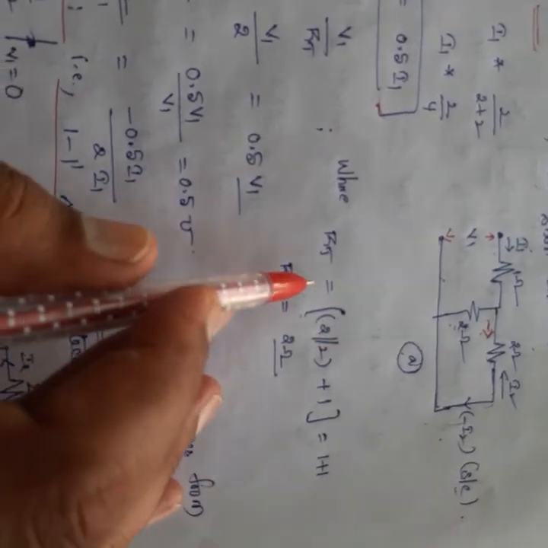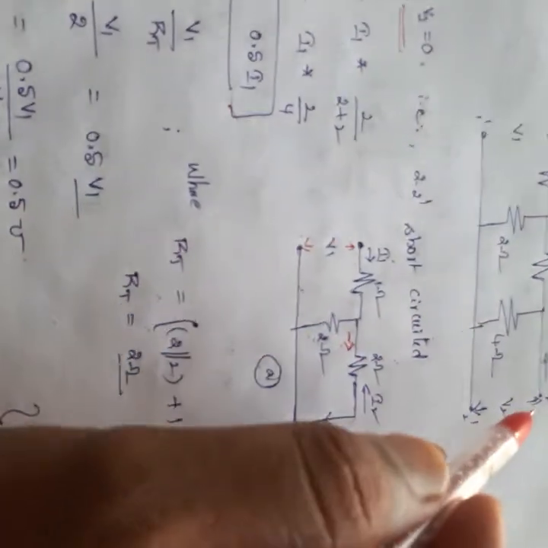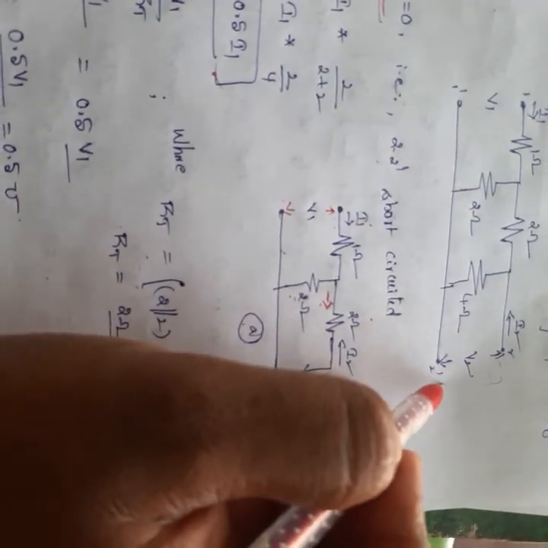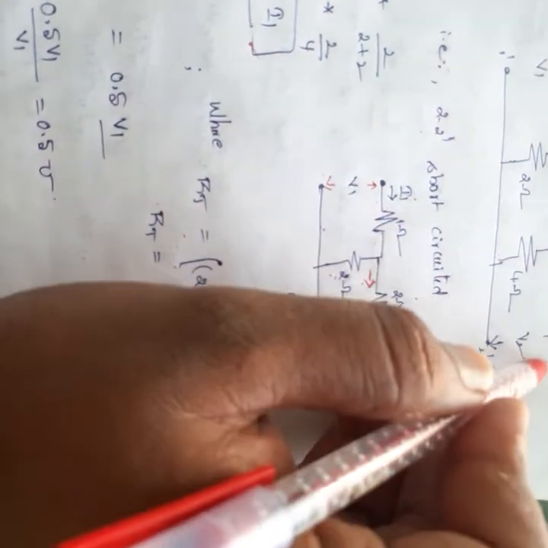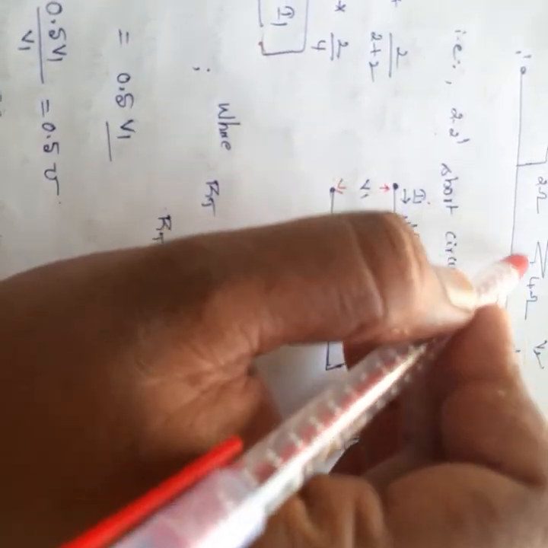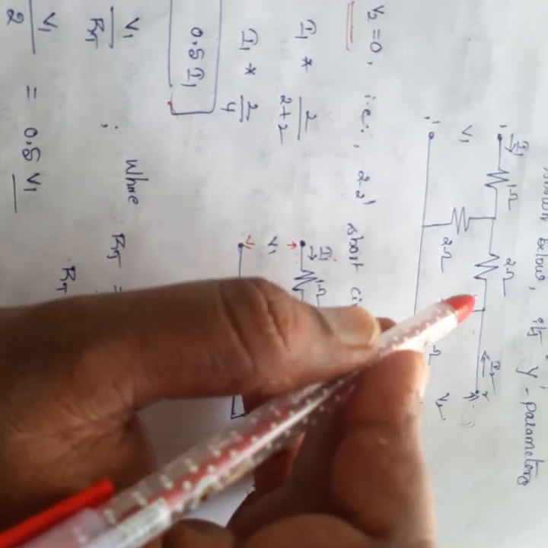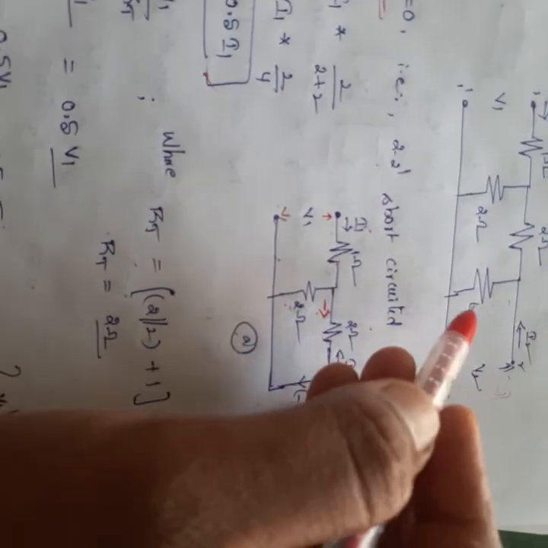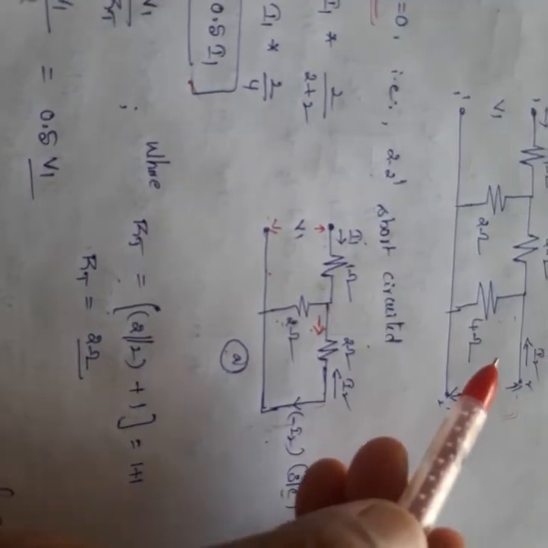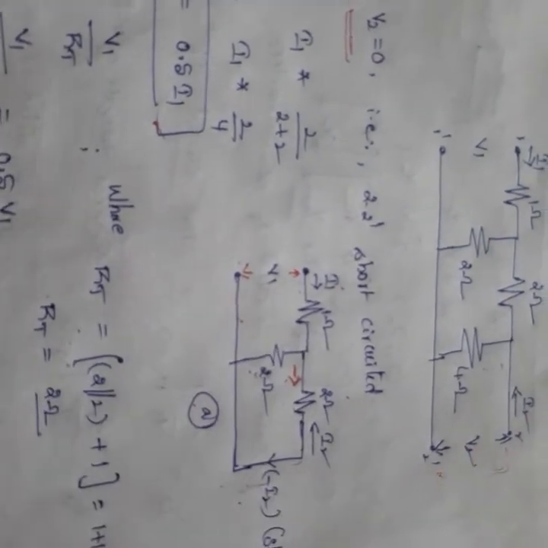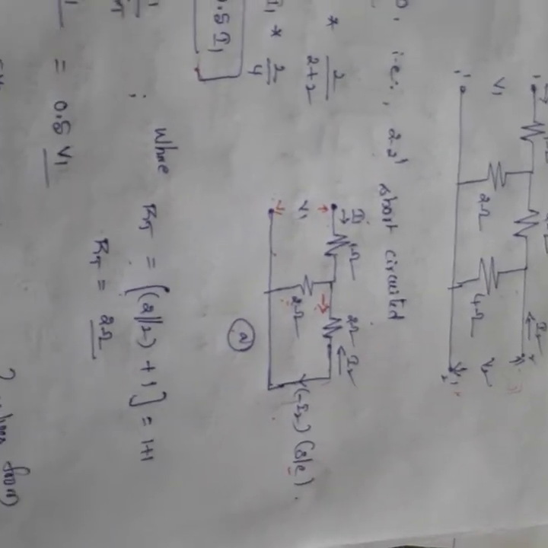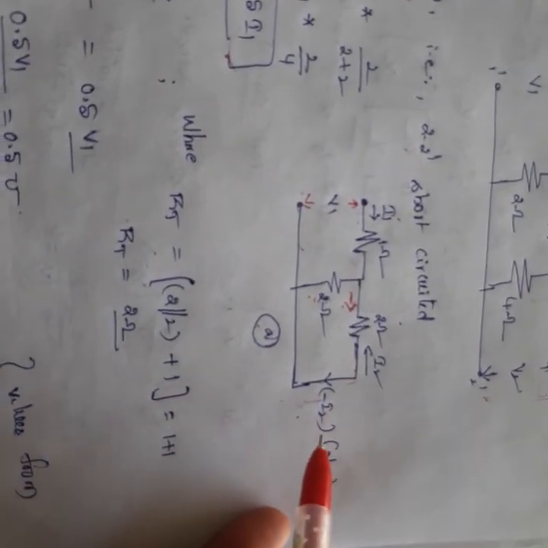Where RT equals, in this circuit, when we short the two dash terminals, the total current can pass into the short circuit. That means the 4 ohm resistance is going to be minimized, that is 0. There is no current flow. That's why the 4 ohm resistor should be removed from the circuit. That's why I am getting this circuit.